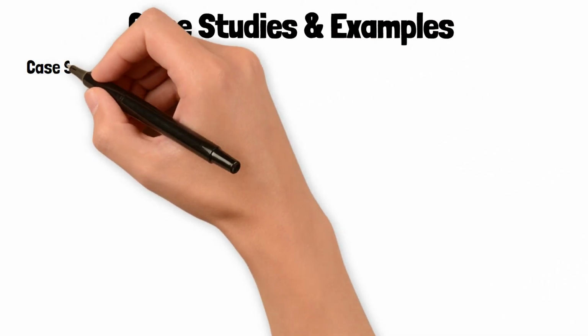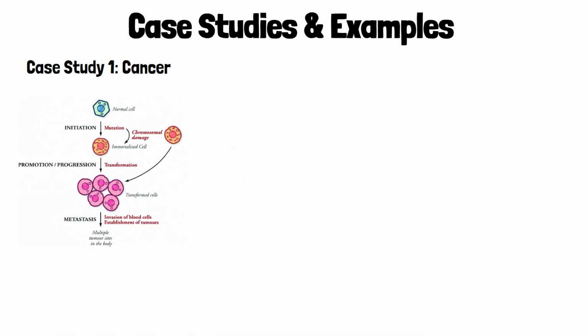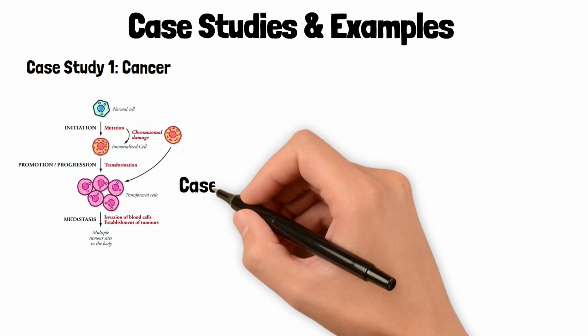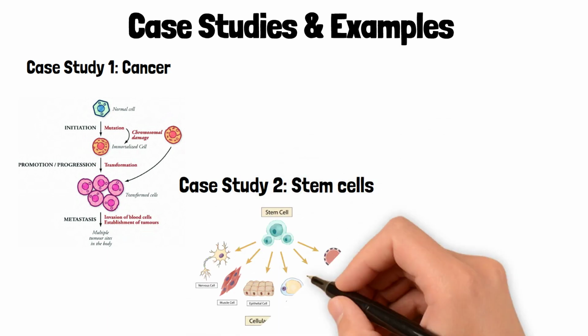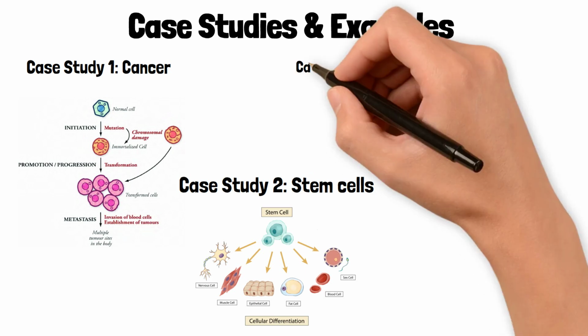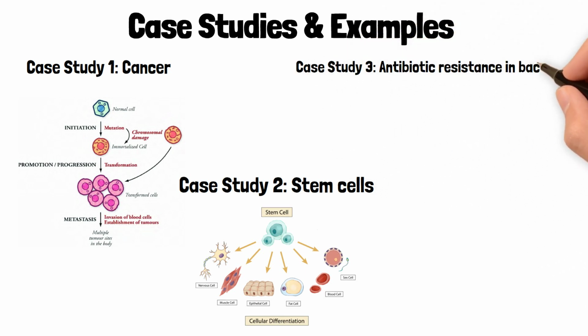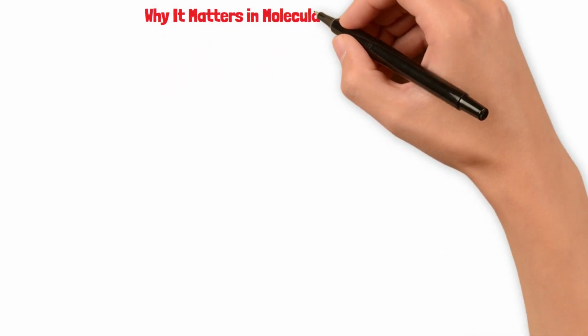Case study 1: Cancer. When regulatory genes fail, cells may grow uncontrollably. Mutations in tumor suppressor genes or oncogenes disrupt normal gene regulation. Case study 2: Stem cells. Their ability to differentiate into any cell type depends entirely on precise gene regulation. Case study 3: Antibiotic resistance in bacteria often comes from gene regulation changes that allow survival in the presence of drugs.